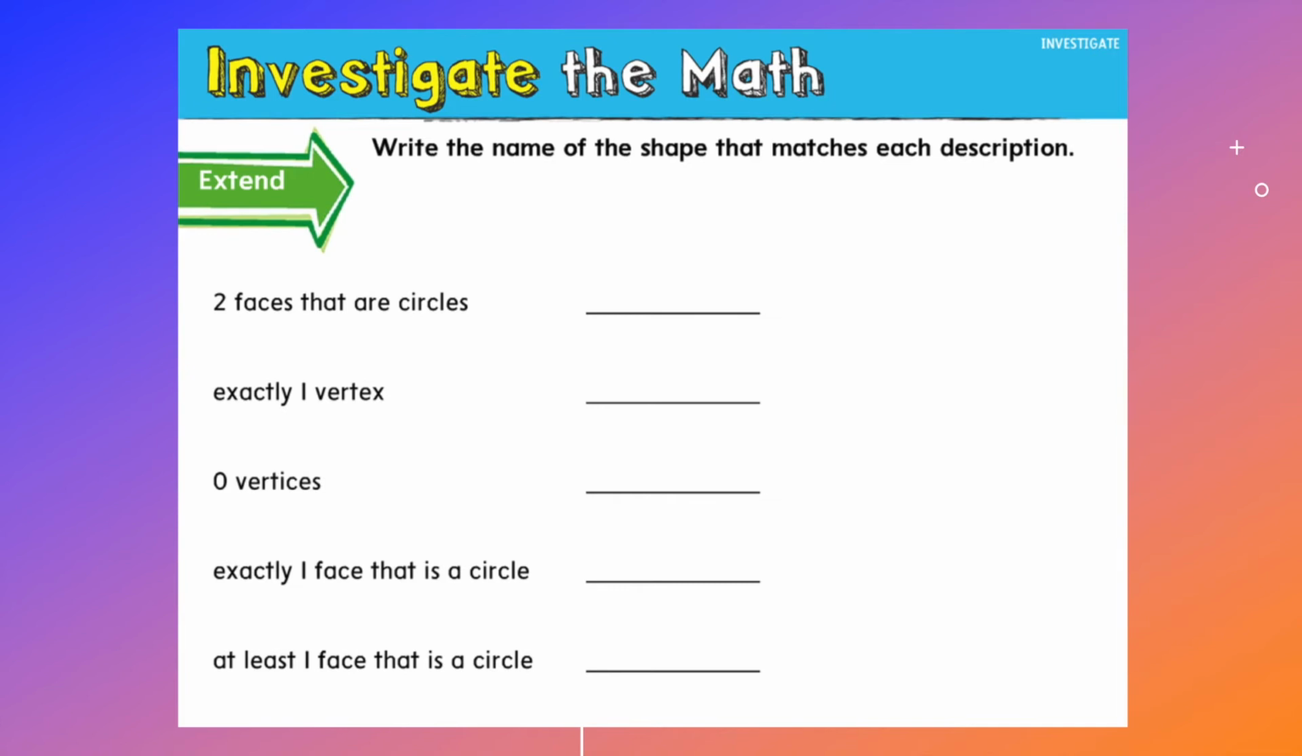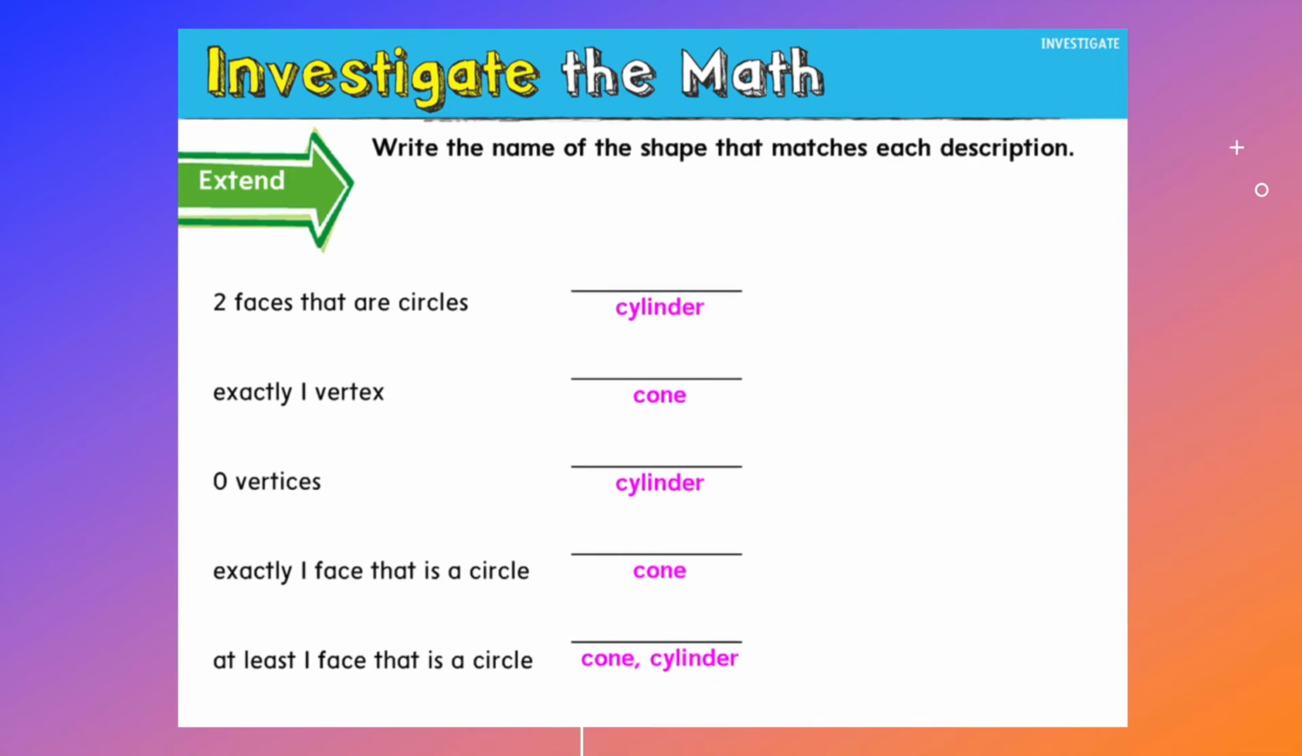Let's compare. The cylinder has two faces that are circles. The cone has exactly one vertex. The cylinder has 0 vertices. The cone has exactly one face that is a circle. And both the cone and the cylinder have at least one face that is a circle. Awesome job, mathematicians.